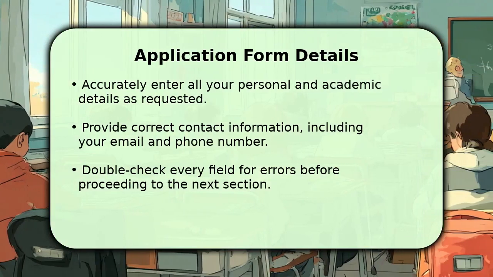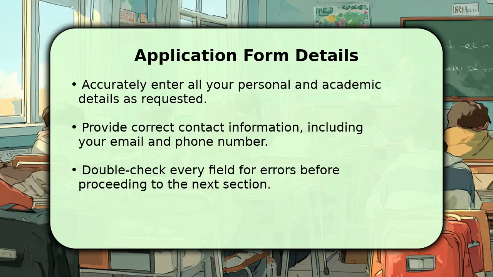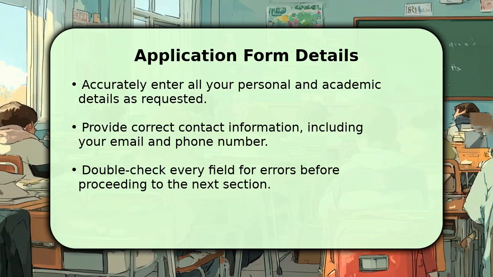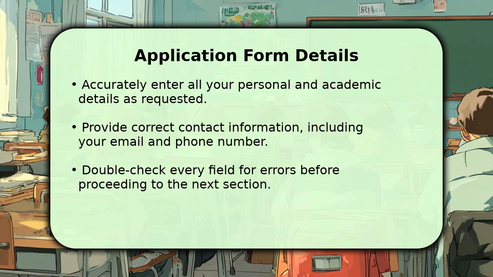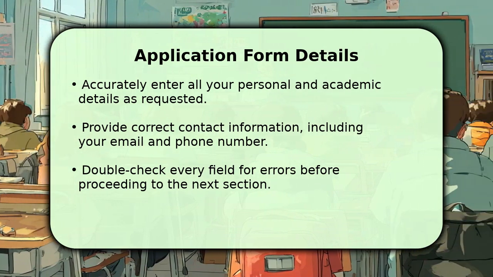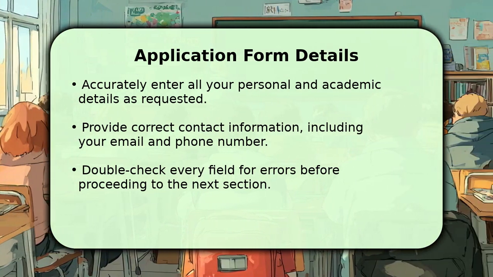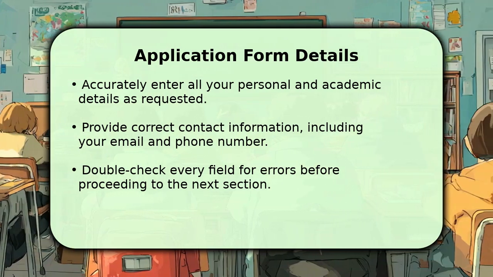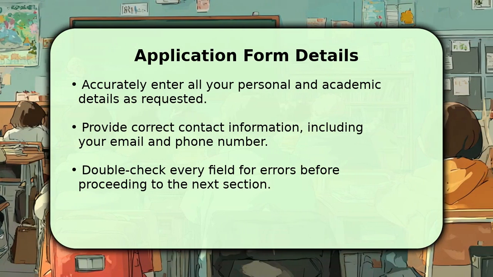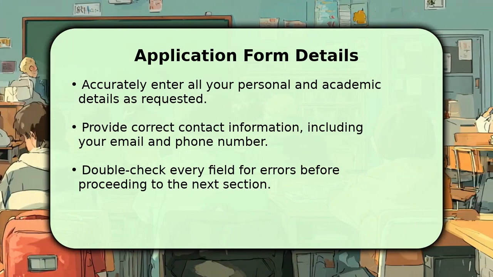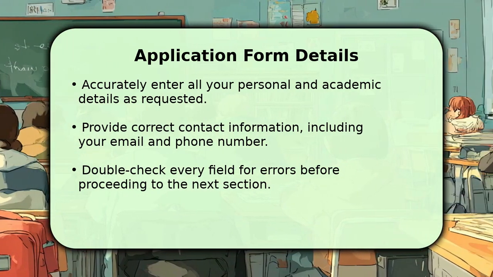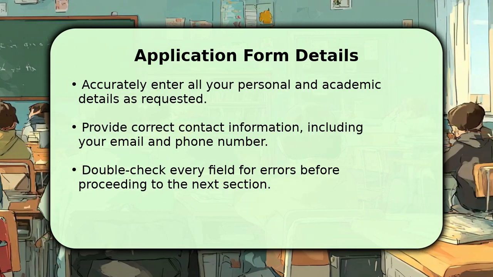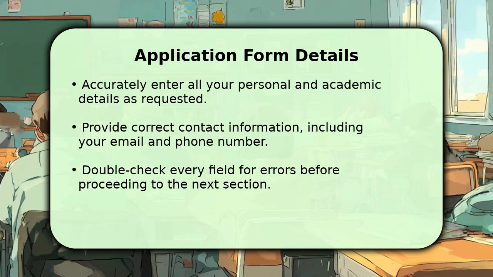Once on the registration page, you will need to accurately fill out the extensive application form. Carefully enter all your personal information, like your name and date of birth, along with your complete academic history. Ensure your contact details, including a valid email address and an active phone number, are perfectly correct. Always take a moment to double-check every single field for any errors before moving forward in the process.